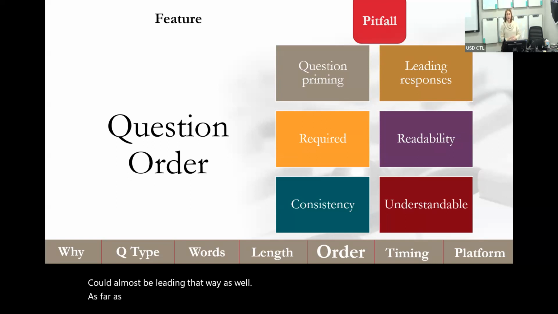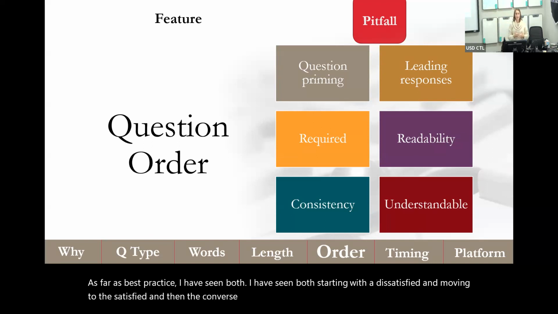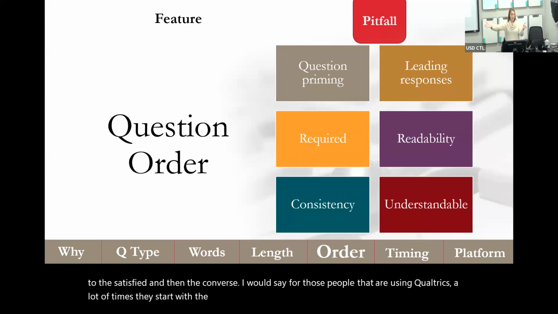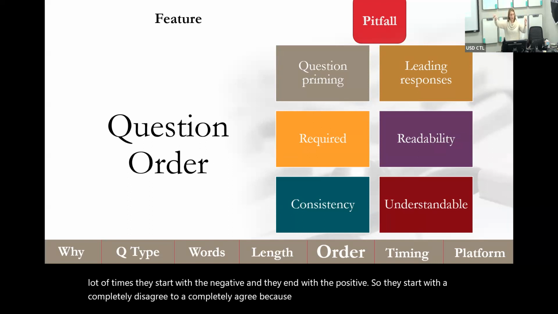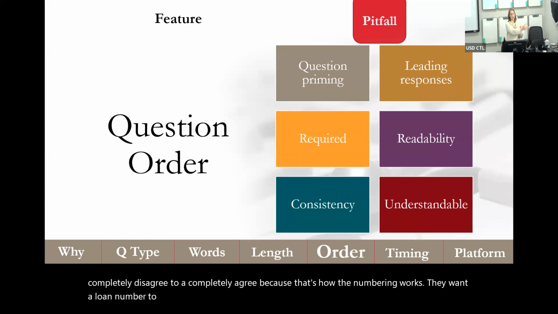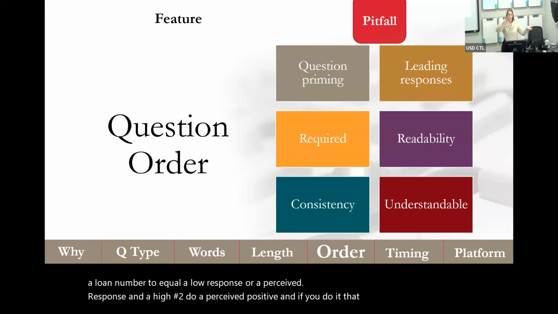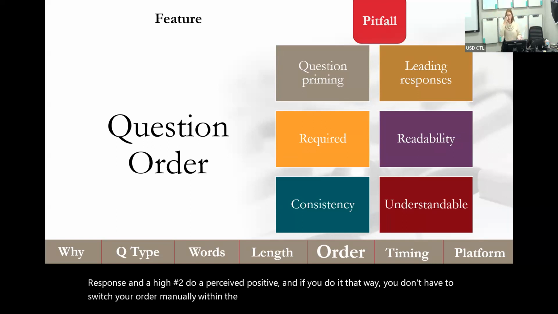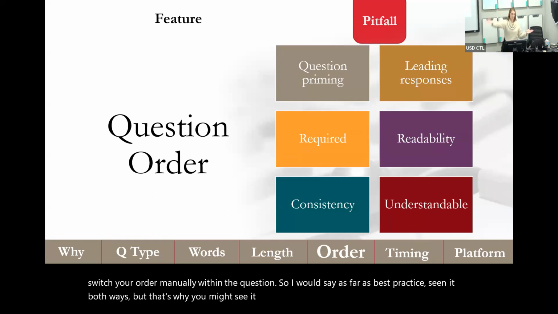As far as best practice, I have seen both. I have seen both starting with the dissatisfied and moving to the satisfied, and then the converse. I would say for those people that are using Qualtrics, a lot of times they start with the negative and they end with the positive. So they start with a completely disagree to a completely agree, because that's how the numbering works. They want a low number to equal a low response or a perceived negative response, and a high number to do a perceived positive. And if you do it that way, you don't have to switch your order manually within the question. So I would say, as far as best practice, seen it both ways, but that's why you might see it as a disagree to an agree, or however you want to label your Likert scale.